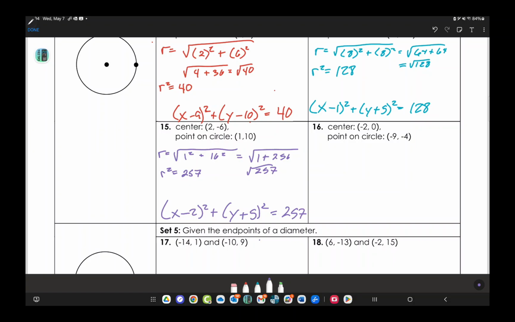So last one here. Change in x is 7. Change in y is 4. Square root of 49 plus 16 gives you the square root of 65, which means r squared equals 65. So (x + 2) squared plus y squared equals 65.